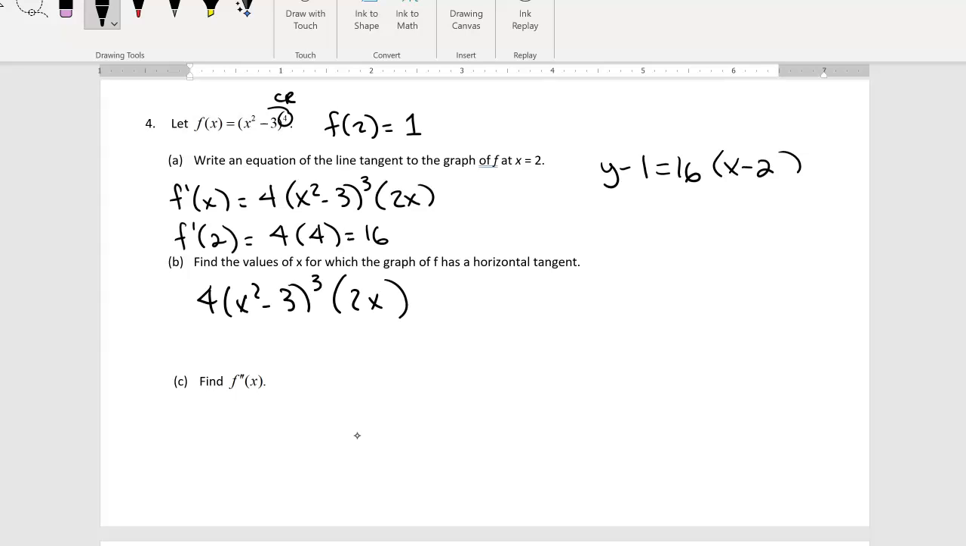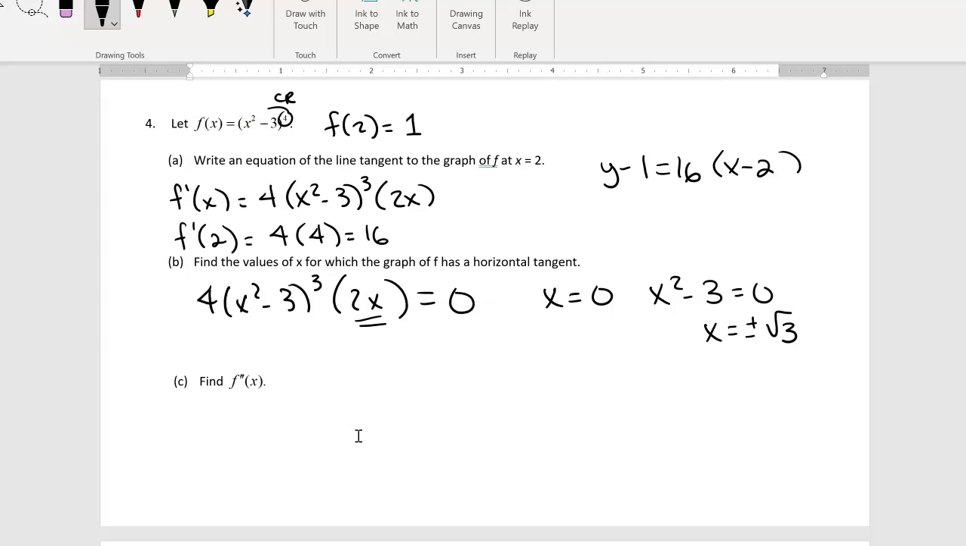I saw some people go through a lot of pain and agony to expand the original function, or to expand the derivative, or to even expand this. Let's think about how to solve something. When it's set equal to 0, you want it factored, and look at it. It's already factored. So we're going to set x equal to 0, where that's that 2x right here. And then x squared minus 3 equal to 0, and we get x equals plus or minus root 3. So there are 3 values of x for which the graph of f has a horizontal tangent.